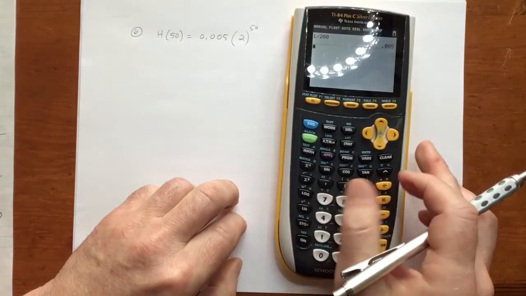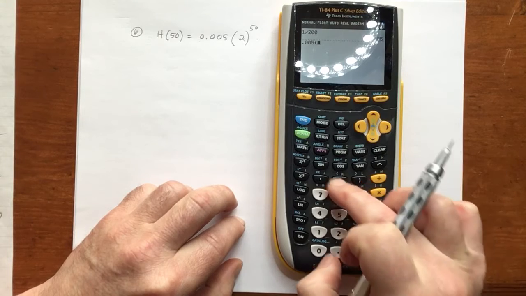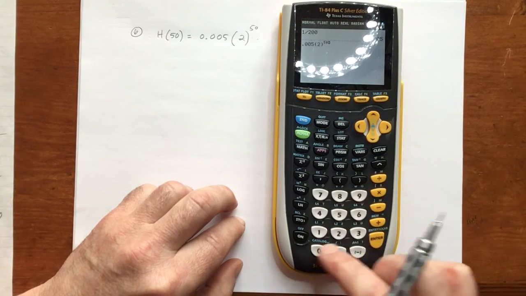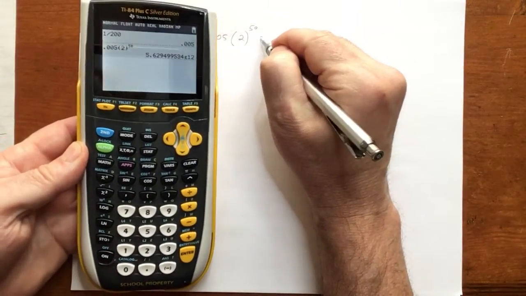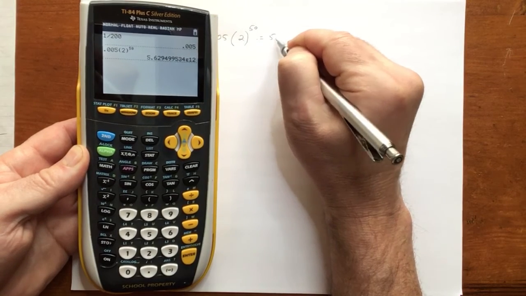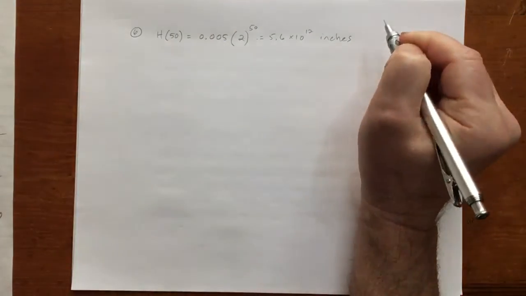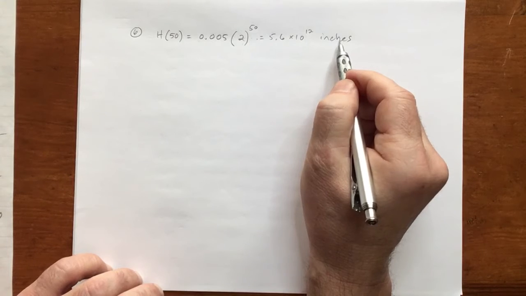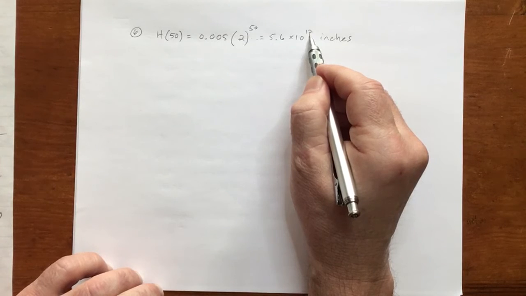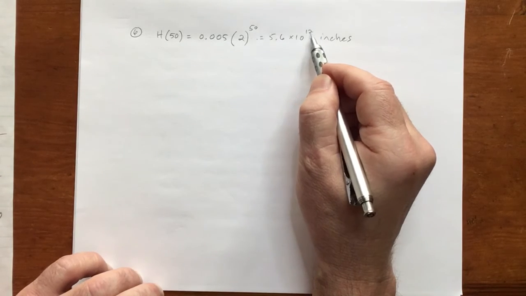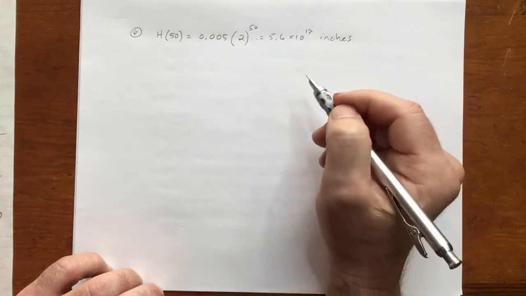So I'll take the calculator and I'll do 0.005 times 2 to the 50th. And I get this huge number. Remember, this isn't scientific notation. What my calculator says, if you can't see it, is about 5.6 times 10 to the 12th inches. Okay, so that's a really big number to conceptualize. Think about 10 to the 12th. Okay, 10 cubed is 1,000. 10 to the 6th is 1,000,000. 10 to the 9th is 1,000,000,000. 10 to the 12th is 1,000,000,000,000. So 5.6 trillion inches, that's hard to wrap your head around.